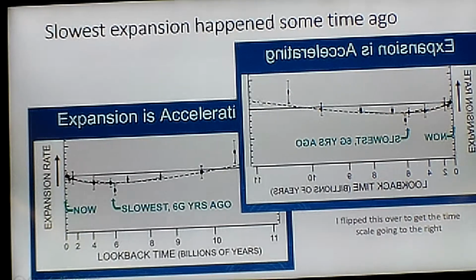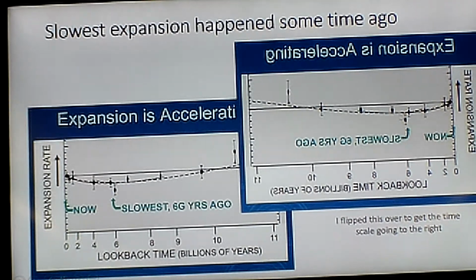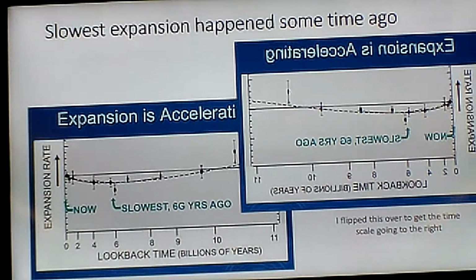Instead of gradually slowing expansion, now we're in a part of the universe's age where the universe is not only expanding, the rate is accelerating. And that began 6 billion years ago? Yeah.